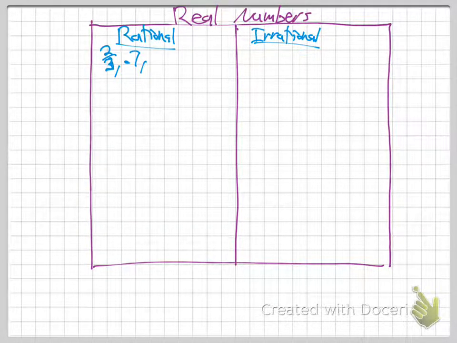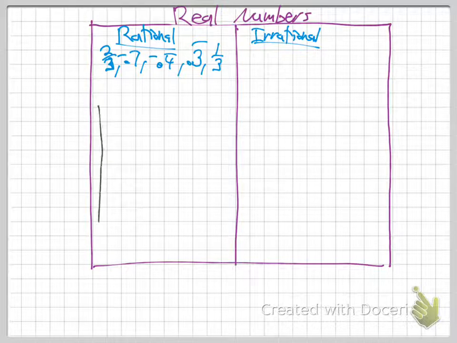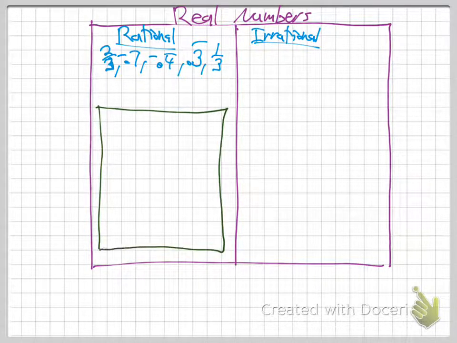And even numbers like 0.4 bar, which goes forever with a pattern, or 0.3 bar, which is actually the same as 1/3. And also negative, you can make that negative and that one negative or whatever. Negatives or positives. So then within that, we had the integers.